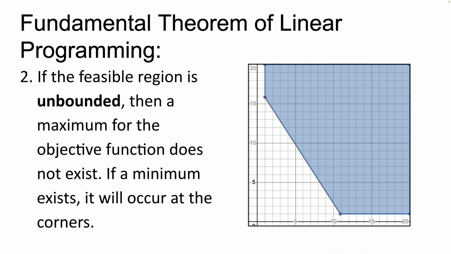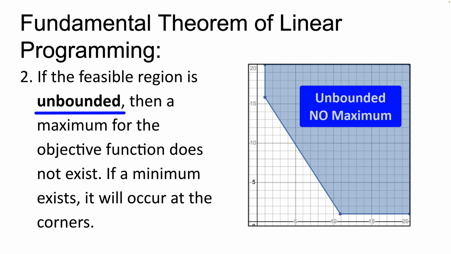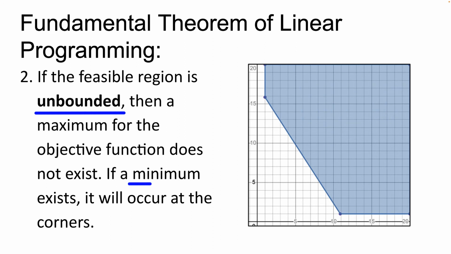The second part of the fundamental theorem of linear programming says if the feasible region is unbounded, like we saw in the second example, then a maximum for the objective function does not exist. Looking at this example feasible region on the right, it stretches off toward infinity. And so there is no maximum value that's going to occur because the feasible region just keeps getting bigger and bigger and bigger. It also says if a minimum exists, it will occur at the corners.